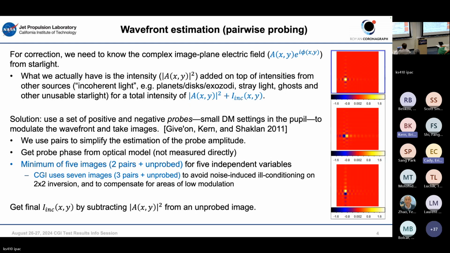And so what we do here is we use a series of what we call probes. They're small DM settings in the pupil. We just apply them one at a time. Put on the DM setting, take an image. Put on the next DM setting, take an image. And we'll use pairs, one of which is the same relative setting, just positive and negative. Take the DM delta and multiply it by -1, and this simplifies probe amplitude estimation.